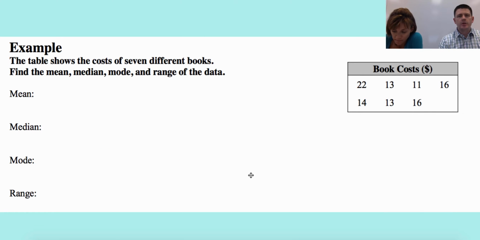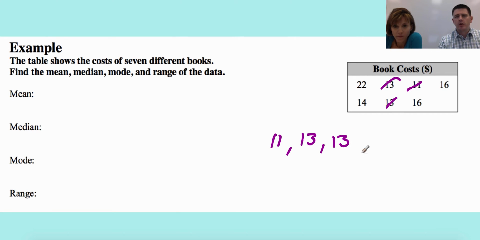All right, so we're going to do an example here together. Remember the note that Mrs. King said: the first thing you do before you do anything else in these problems, put the numbers in order. So it's really just sorting through your data and writing them in order. So first I have 11, then 13, then another 13. You can kind of check them off as you go. Then we have 14, 16, 16, and a 22.